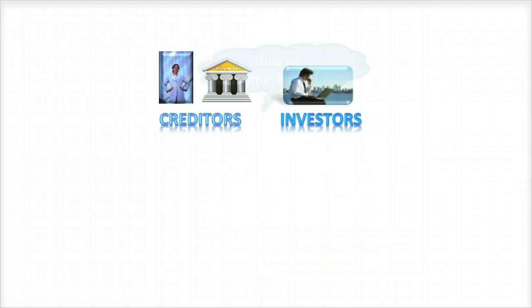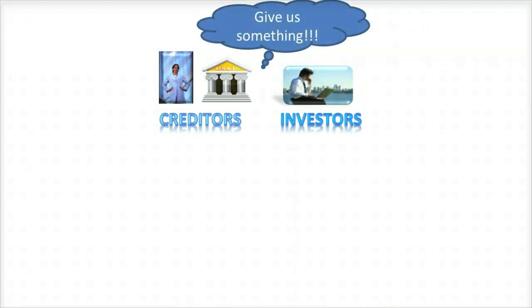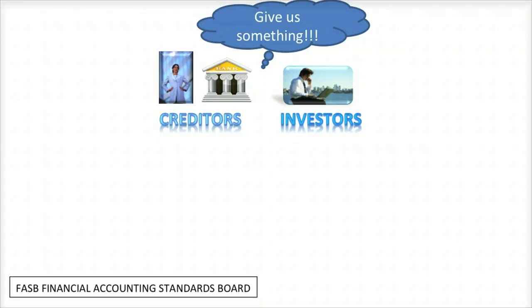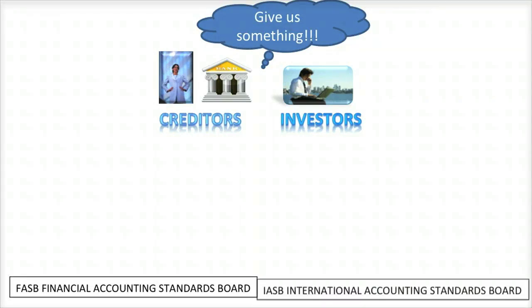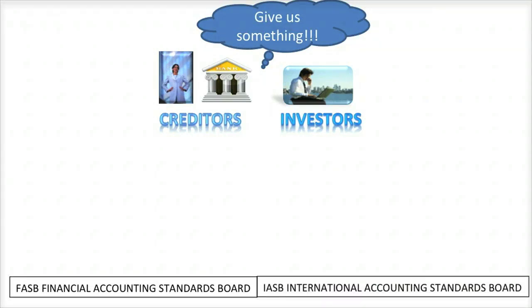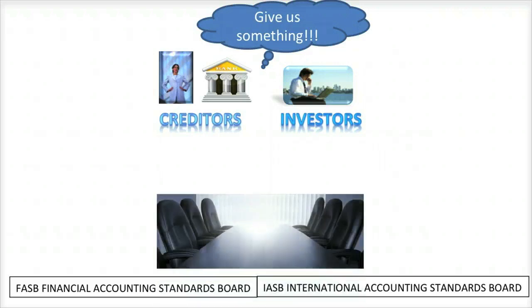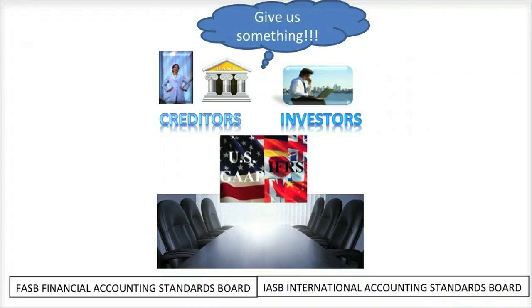As a result, external creditors and investors, through their request for company information to help them make decisions, have influenced the creation of independent accounting standard-setting bodies, such as the Financial Accounting Standards Board, FASB, in the US, and the International Accounting Standards Board, IASB, internationally, who have stepped in to define what information companies should provide to external creditors and investors. The standards they have developed to guide companies in preparing their external financial reports are called U.S. Generally Accepted Accounting Principles, US GAAP, and International Financial Reporting Standards, IFRS or IGAAP.